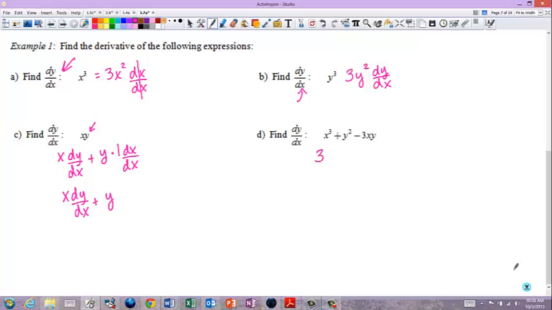This one, it'd be 3x squared. I don't have to put dx/dx. I'm not going to put it this time. Plus 2y. Every time I do a y, I do dy/dx.